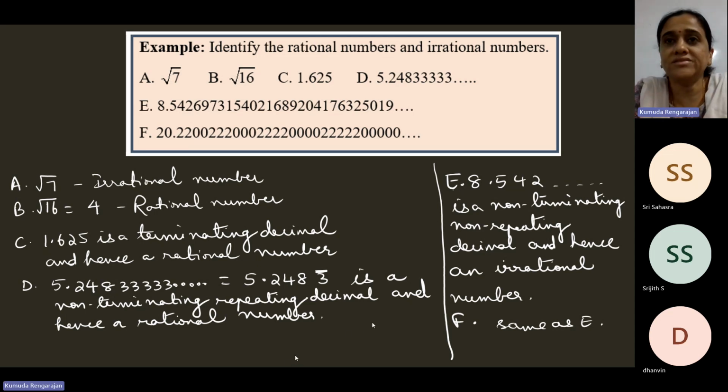For F, you should not write "same as E". You must write that number and say it is a non-terminating, non-repeating decimal and hence the same answer you should write. Don't write "same as E". Same answer. Yeah, correct.